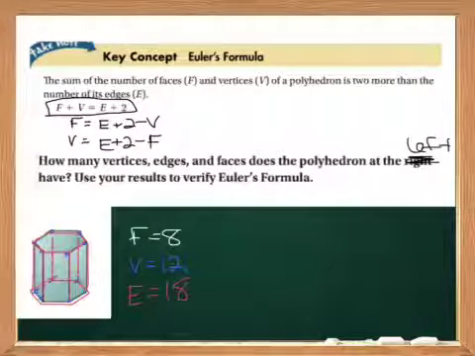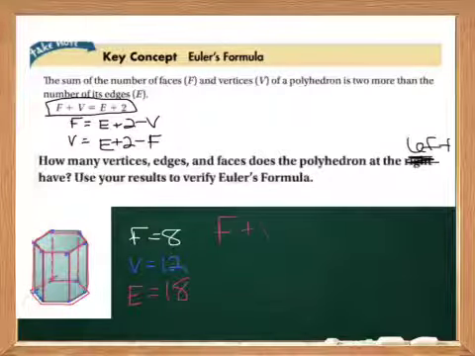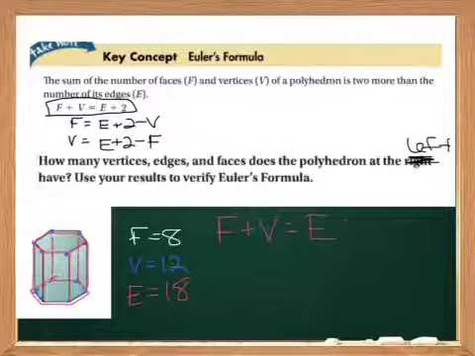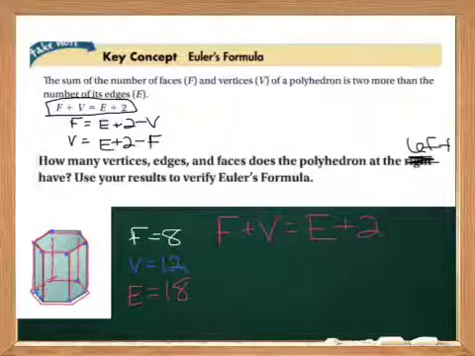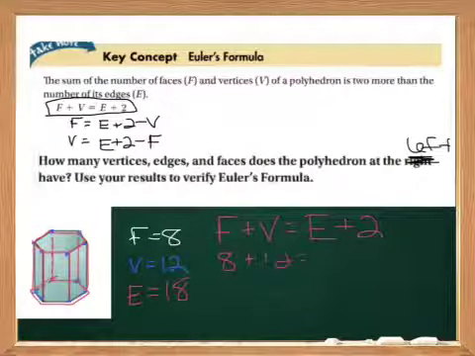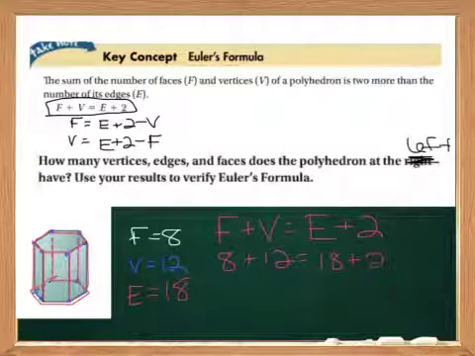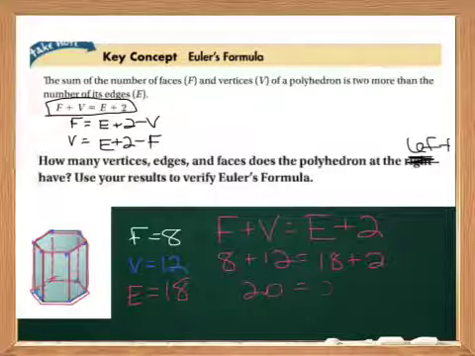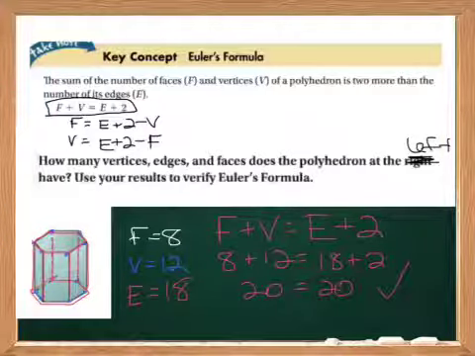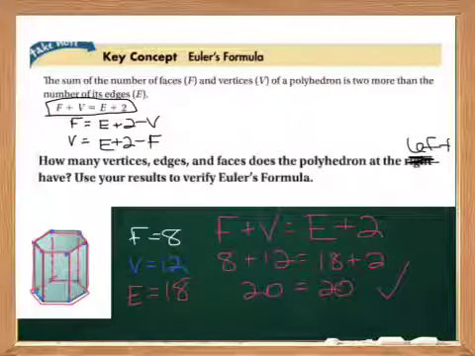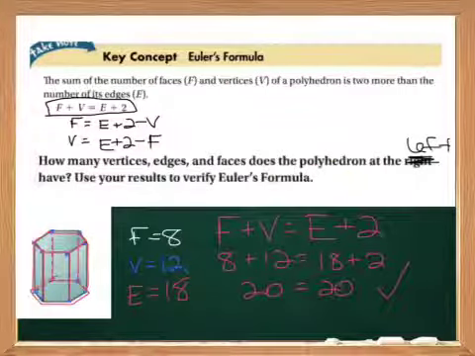And we want to show that the number of faces plus the number of vertices equals the number of edges plus 2. So 8 plus 12 equals 18 plus 2. We get that 20 equals 20, so this shows that Euler's formula does work, and it will work for every polyhedron that we come across.